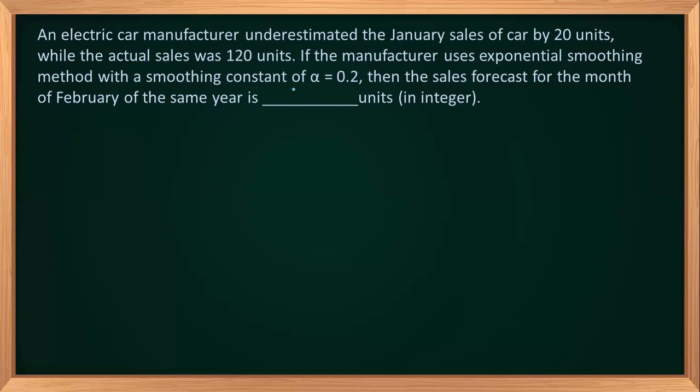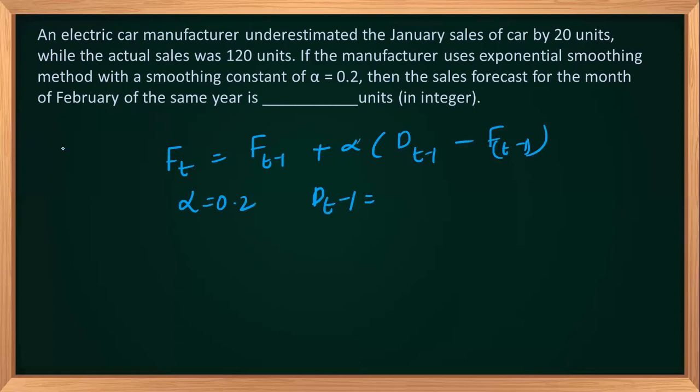So, very simple problem. The forecast for the current month will be your previous month forecast plus alpha times your error, which is your actual demand of the previous month minus your forecast of the previous month. This is what exponential smoothing tells us. Alpha is equal to 0.2. Here t minus 1 is January and t is February, that's all, right?